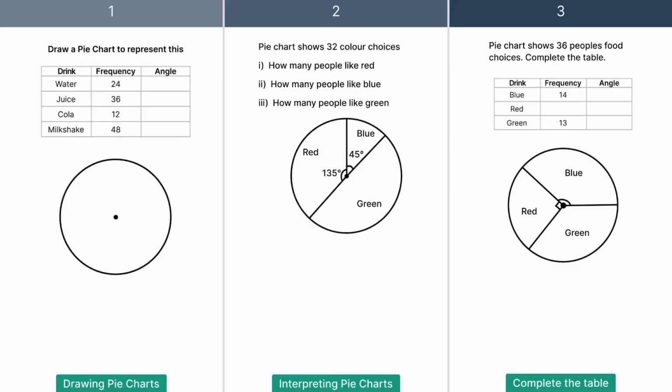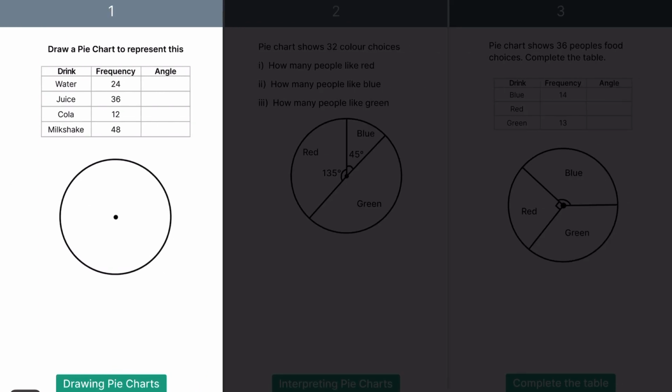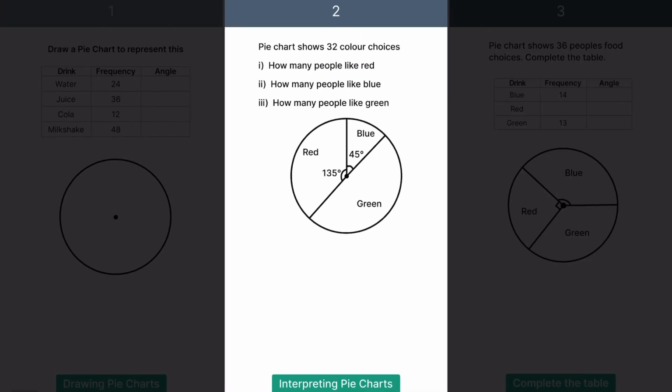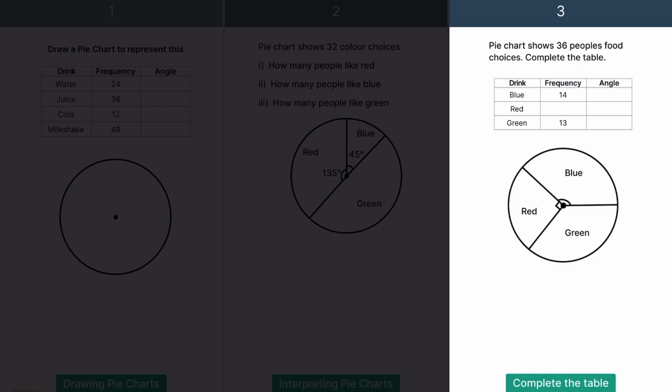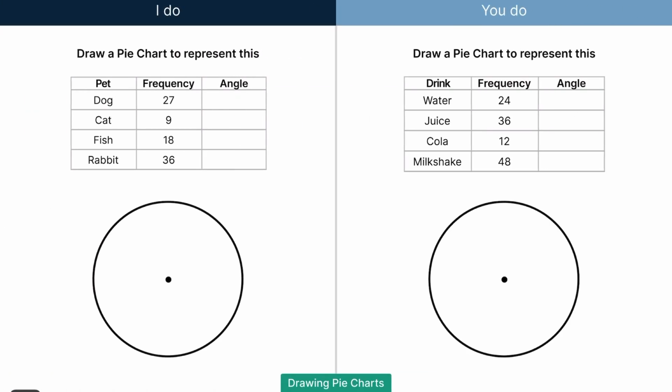Pie charts is what we're looking at in this video. So we're going to start off by looking at examples on drawing pie charts, but then going to move on to examples looking at interpreting pie charts, and finally we're going to look at examples where we're asked to complete a table. So the way my video is, I'm going to do the example on the left, which is I do, you are then going to press pause, and I've got the example on the right, which is you do.